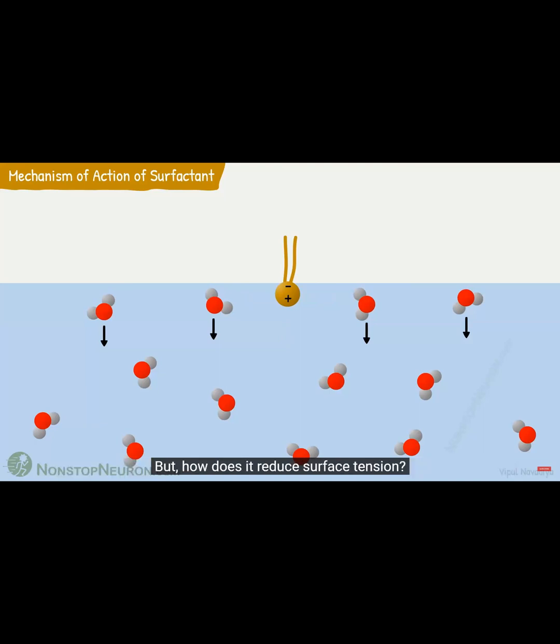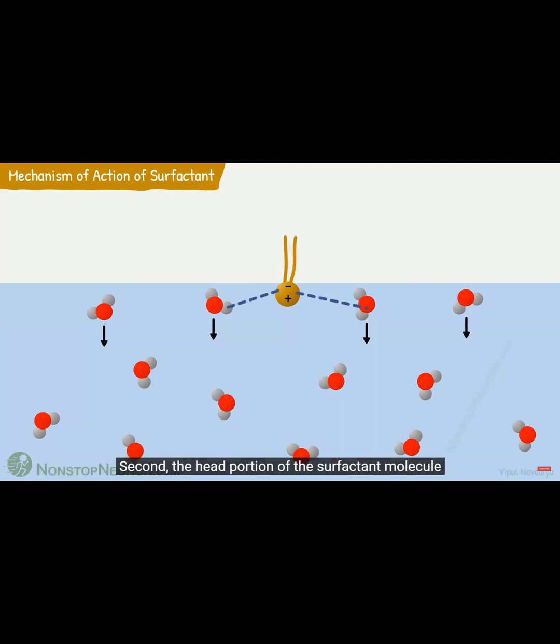But how does it reduce surface tension? First, as it occupies area on the surface, density of water molecules on the surface decreases. The lesser the water molecules on the surface, the lesser the surface tension.